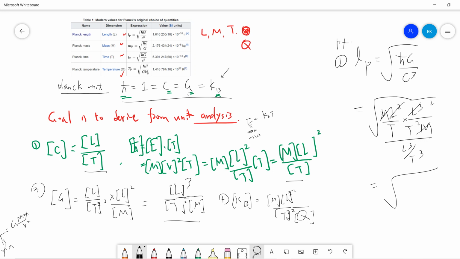You get l to the 5 divided by t to the 3, divided by l cubed divided by t to the 3. So you see this is l squared, take the square root, which is l. So this is indeed a length. So we prove this one.